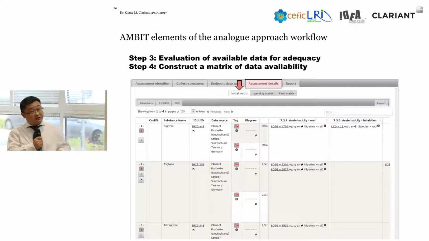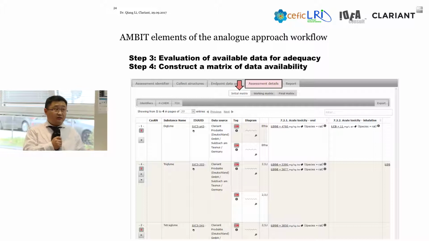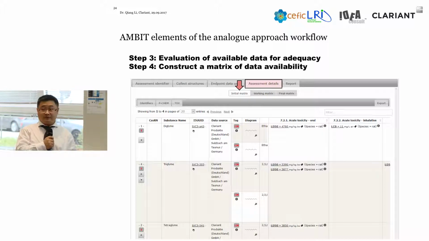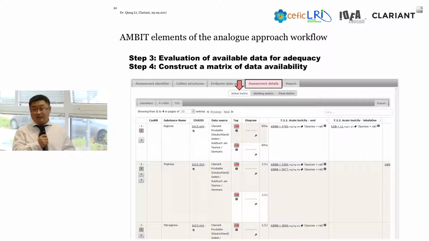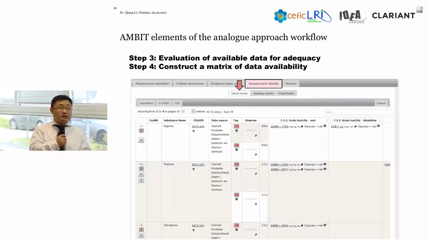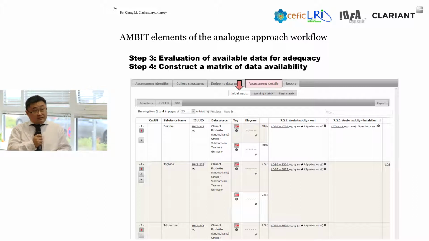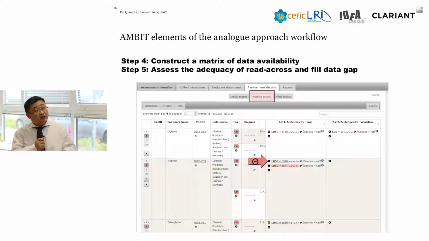The first one is the initial matrix. AMBIT will automatically generate the initial matrix very quickly for all the substances we selected. For example, here we have the substances diglyme, triglyme, and tetraglyme. Then for each REACH substance, we have a composition here, and we have the data collected for each endpoint and each category member. In the initial matrix, I have to mention that this data is all the available data in the system. It's called the initial matrix. Then we go to the next step called the working matrix.